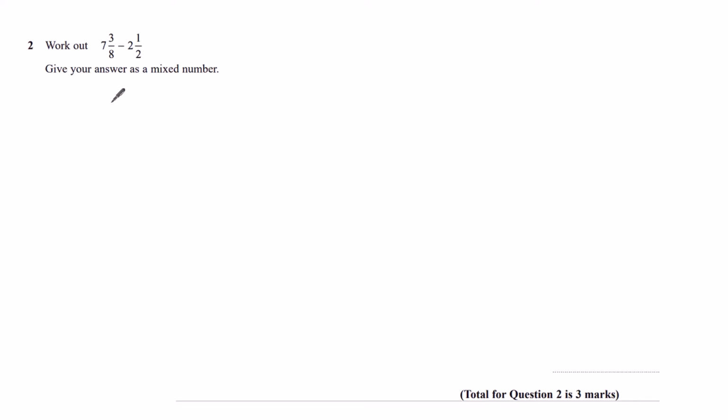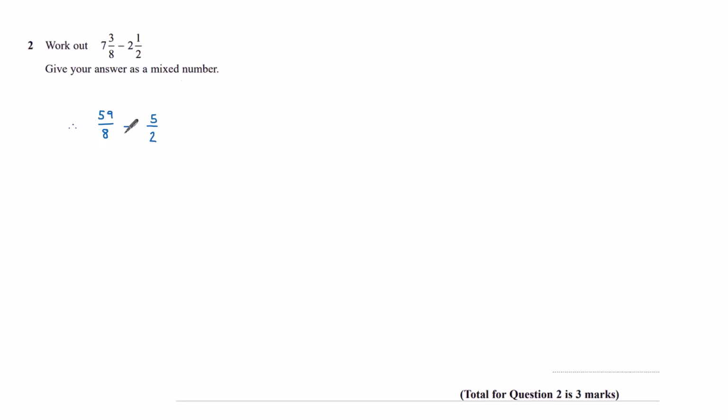Question 2. I want to work out 7 3/8 minus 2 1/2, giving my answer as a mixed number. Now, you can deal with the whole numbers and then deal with the fractions and bring your answers together. I actually like to just turn these both into top-heavy improper fractions. And so in order to do that, you take the whole number multiplied by the denominator, so 7 times 8, which is 56, and then add the numerator, which is 59. And so I'll have 59/8 minus 2 times 2 plus 1, so that's 5/2.